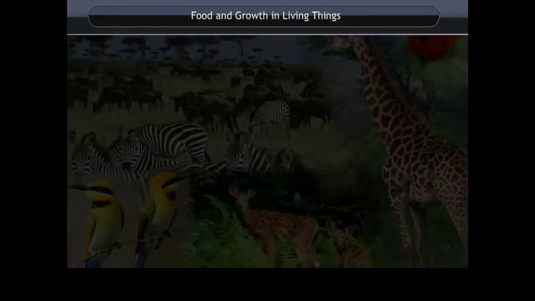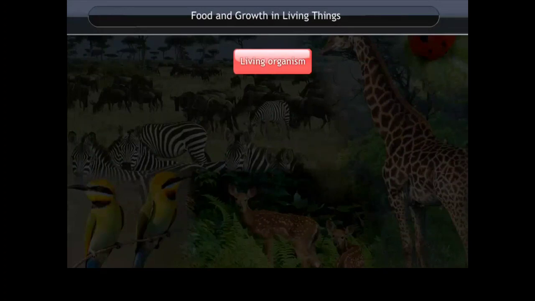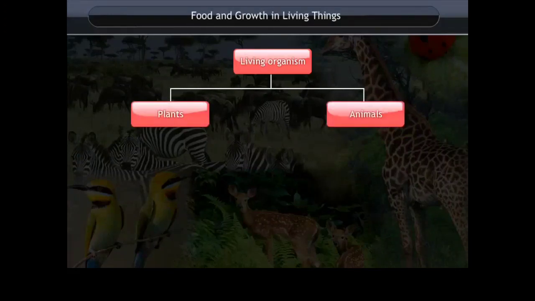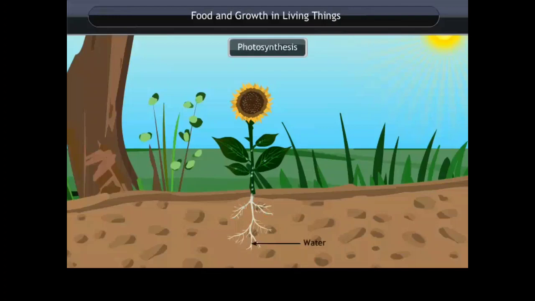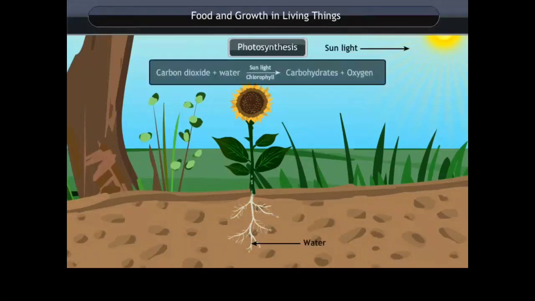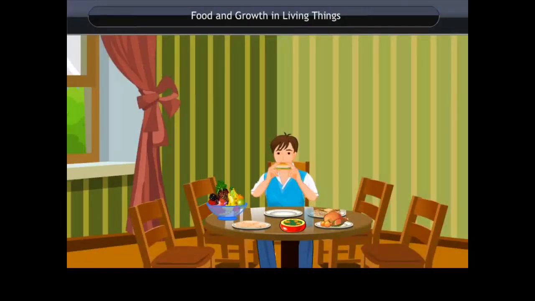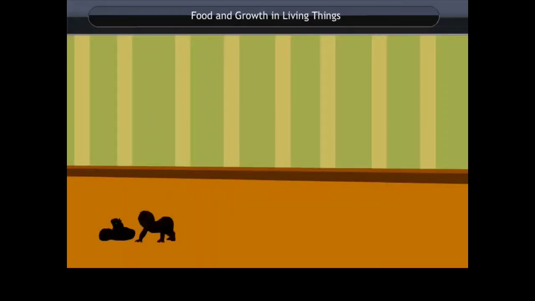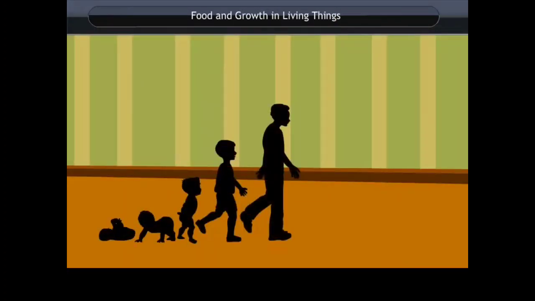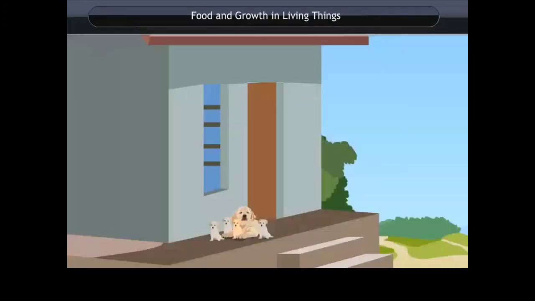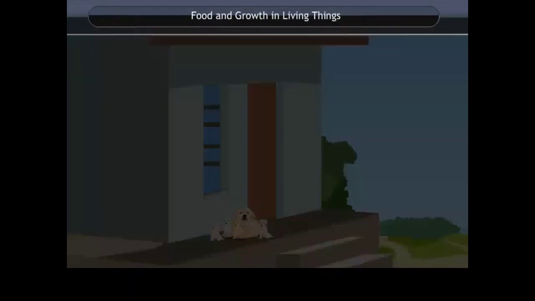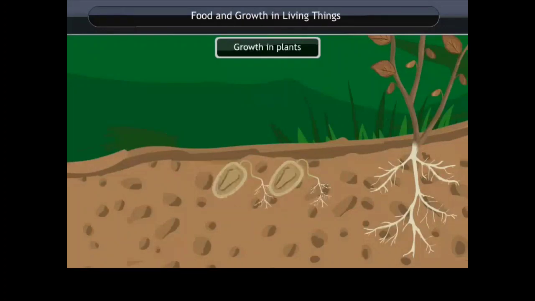Food and growth in living things. You must know that all living things are broadly classified into 2 categories. These are plants and animals. Plants have the ability to produce their own food by the process of photosynthesis. But animals depend upon plants and other animals for their food. You must have noticed that young ones of animals also grow into adults. Pups grow into adult dogs. You can see how growth takes place in plants.